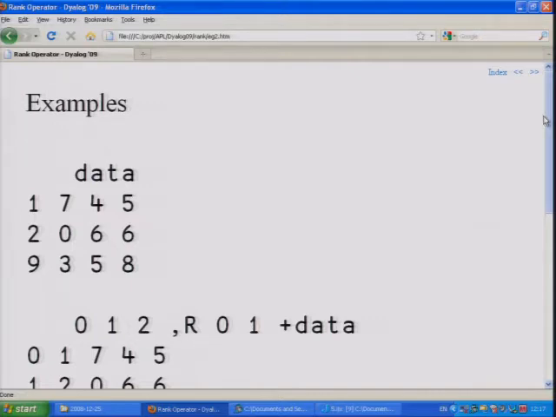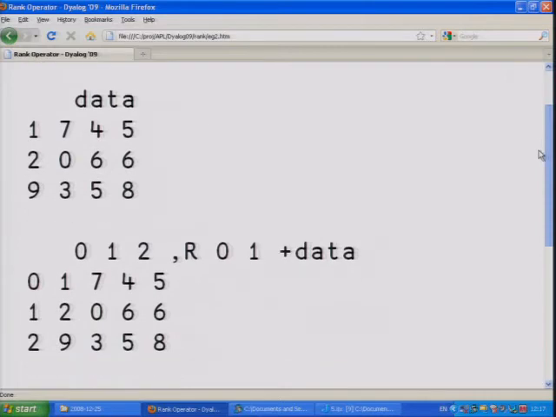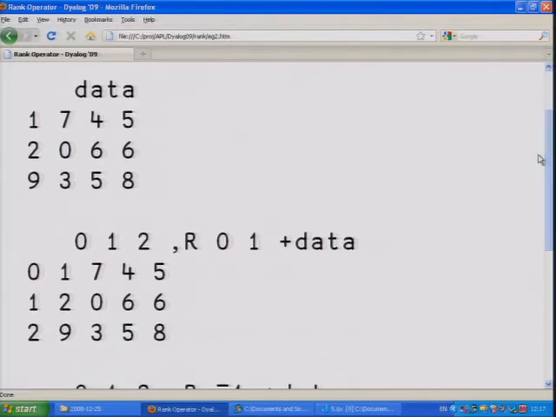So far we've only been applying monadic functions in the rank operator. And now we apply dyadic functions. And this is saying concatenate rank 0, 1. The 2 numbers indicate the left rank and the right rank. So on the left side, I want to apply to scalars, and on the right, apply to vectors. And this is what I get. Each scalar to a vector, next scalar to the next vector, next scalar, next vector.